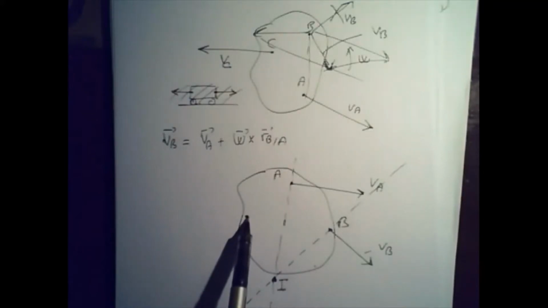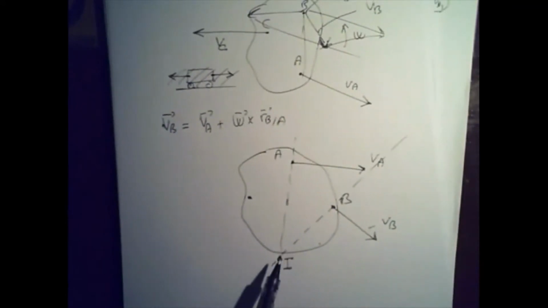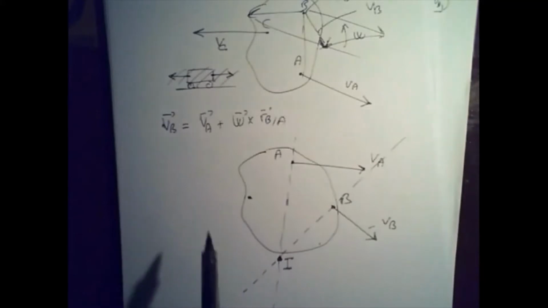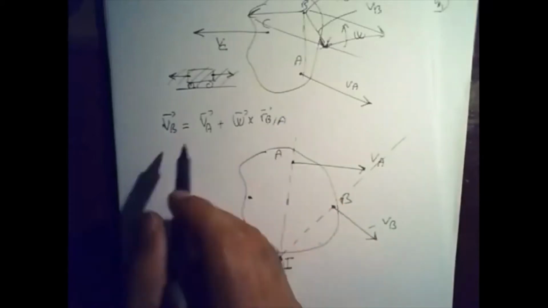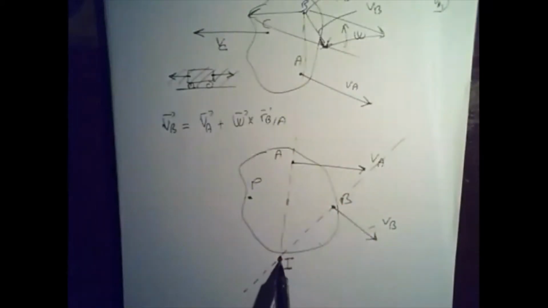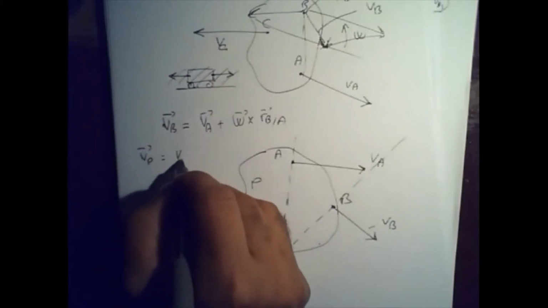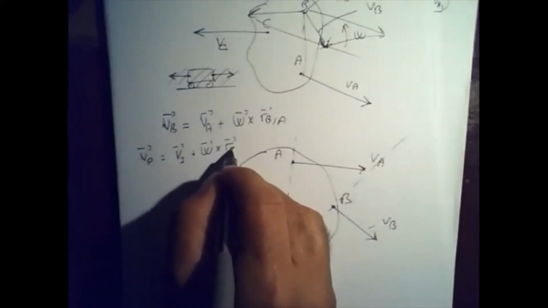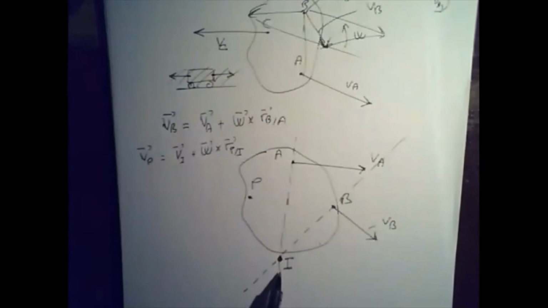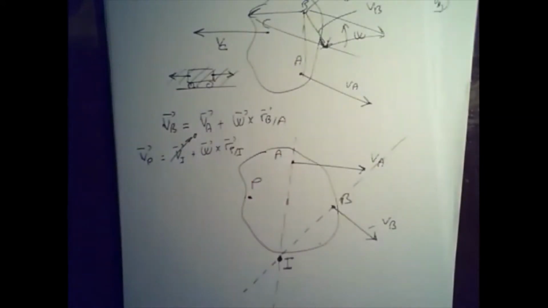How do I find the velocity of that point? Basically, I can now use my instantaneous center of rotation, and the velocities of any two points are related like this. So if I choose to find the velocity at point P, I can use VI, but I know VI is 0. So VP is going to be equal to VI plus omega cross RP with respect to the instantaneous center of rotation. So right now I'm taking advantage of the fact that I know the instantaneous center of rotation, and I know the velocity of the instantaneous center of rotation is going to be 0.